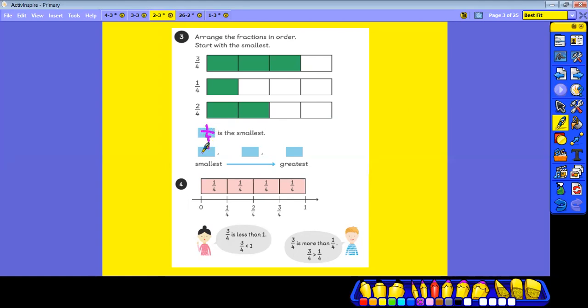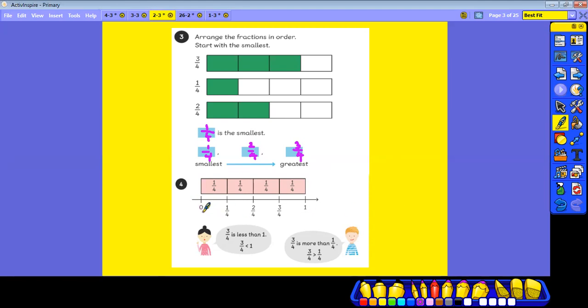And we also need to start with the smallest on our line here, up to the greatest. So what's going to come next? 2 quarters, of course. And then 3 quarters. How many quarters would make 1 whole, children? That's right, 4 quarters. Well done. And here we have 4 quarters making 1 whole in part 4 of Let's Learn.